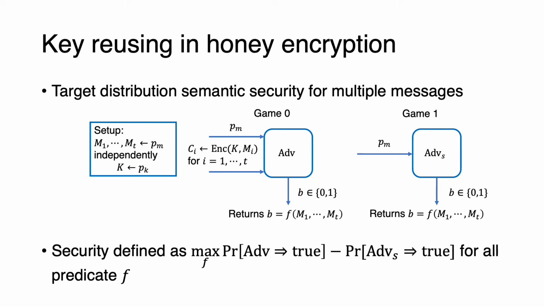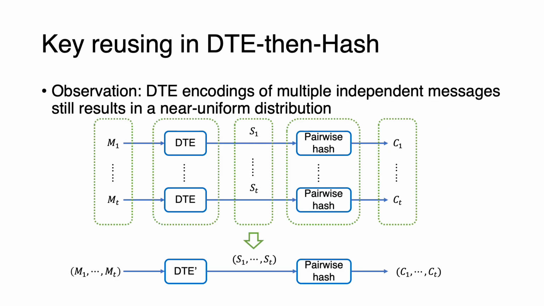Security is still defined to be the maximum of all advantages game 0 has over game 1, where the maximum is computed over all predicates. Unsurprisingly, security of the DTE-then-Hash construction in the multiple messages setting can be reduced to the single message case. The observation is that DTE encodings of multiple independent messages still result in a near-uniform distribution.